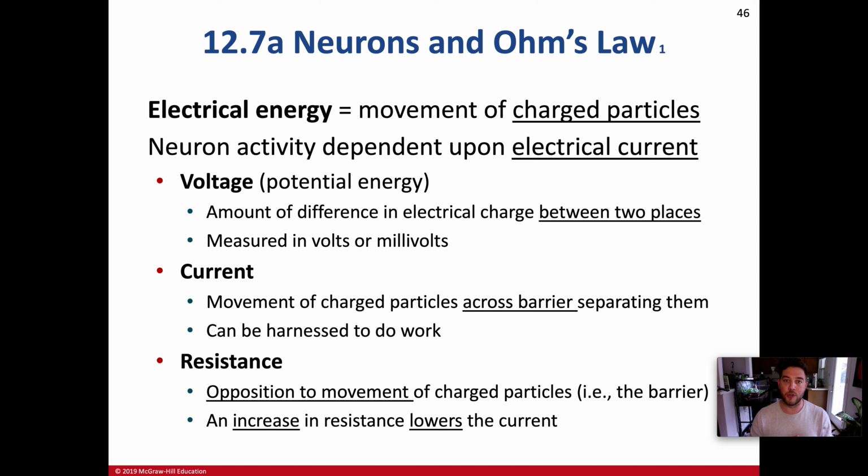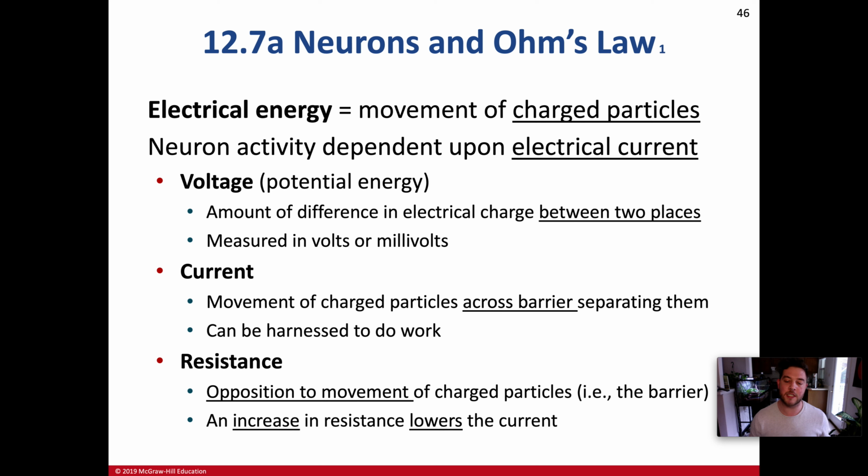The current is the movement of those charged particles across the barrier separating them. So the movement of charged particles across the plasma membrane will create some type of current. That current can be harnessed to do work. Remember, we said concentration gradients are potential energy, whereas actual movement of ions is kinetic energy. And then resistance. Resistance is the opposition to movement, or opposition to work, of charged particles.